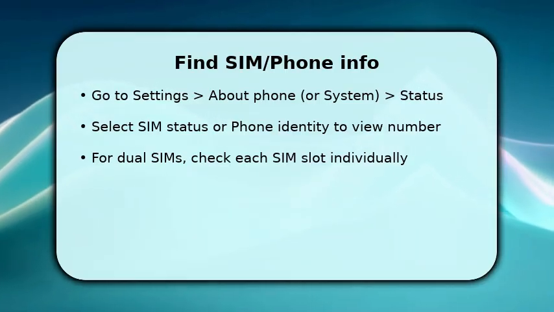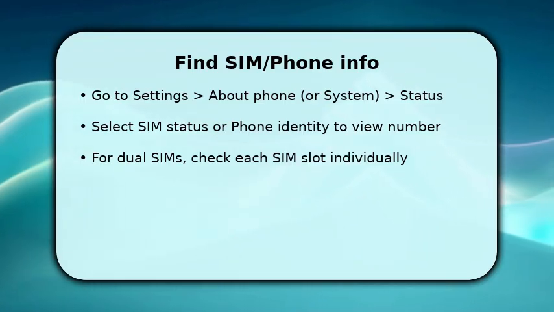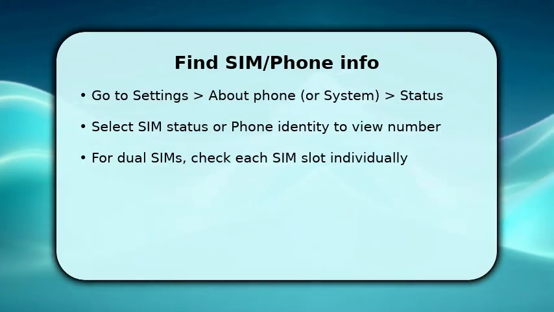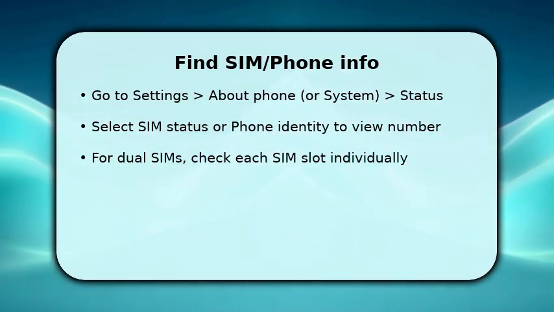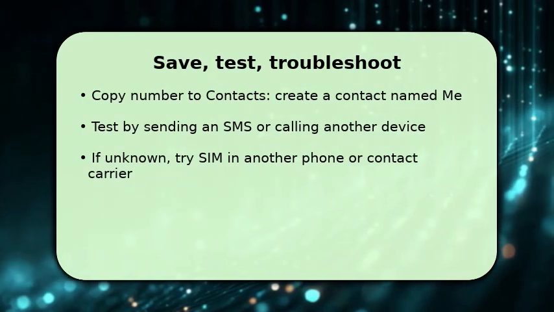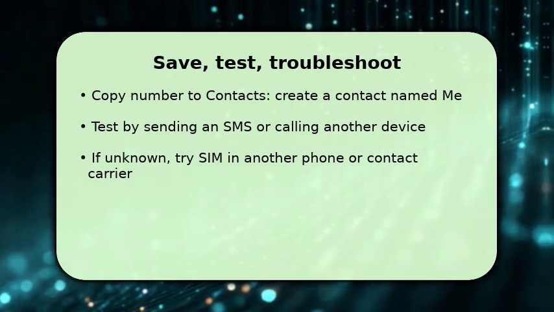If the number field is empty, use the hidden testing menu by dialing *#*#4636#*#* and checking phone information for that SIM. This reveals the number. Finish by saving the number into contacts as "me" so you can reference it later, then test it with a quick SMS or call to confirm it's active.